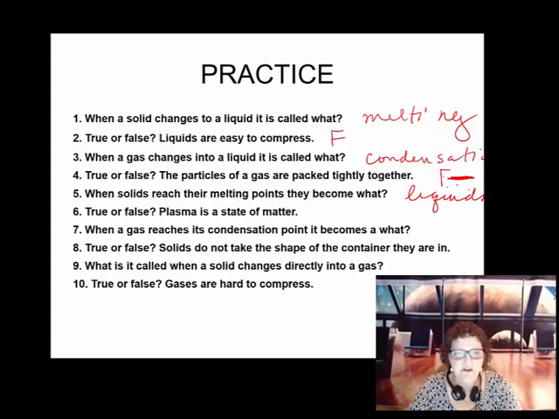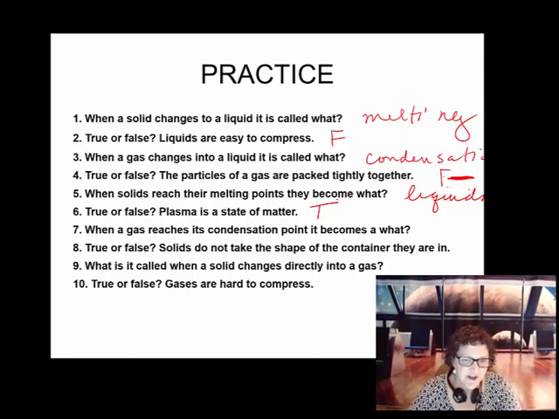True or false? Plasma is a state of matter. It's actually true. We don't talk about plasma in general chemistry because it's a little bit above our pay grade here, but it's the fourth state of matter.